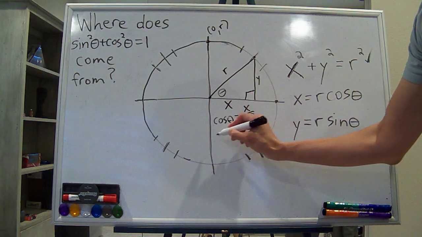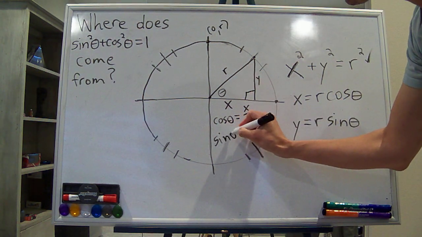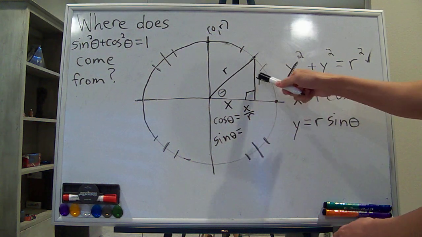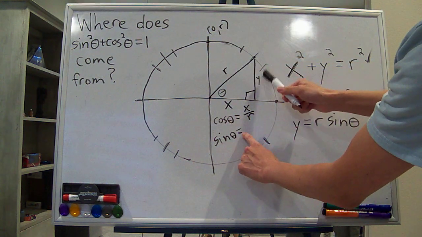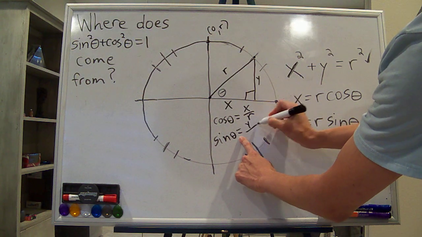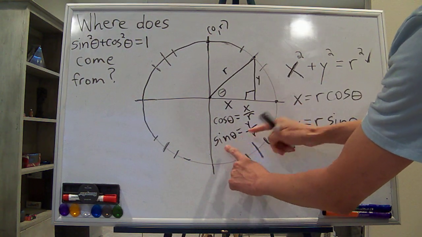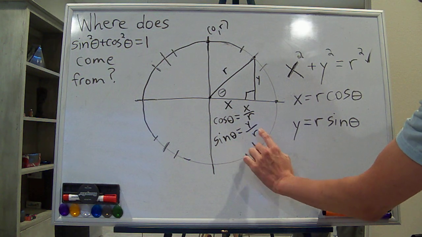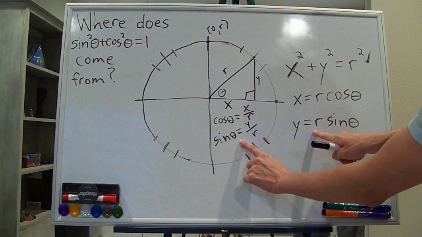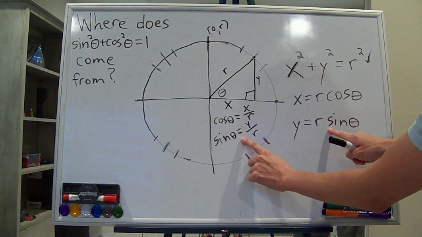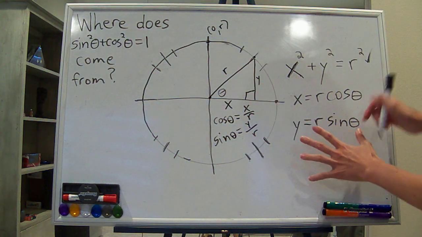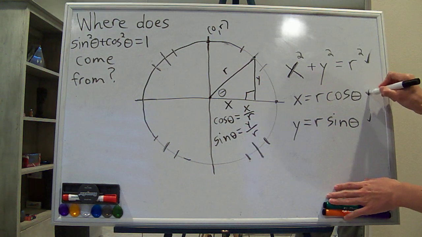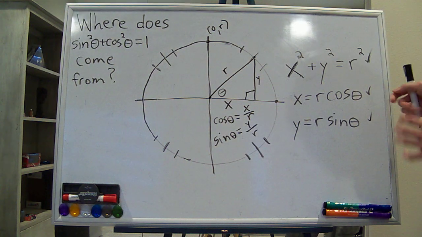So now I take the sine of this angle, sine of theta. Well, sine is opposite side over hypotenuse. So the opposite side is going to be y over the hypotenuse, which is going to be r. So we have sine theta equals y over r. And if I solve this for y, by multiplying the r over, I get what? I get this equation. So this equation comes from this guy, which comes from this triangle, right? So all of these equations, now you understand where they come from, okay?